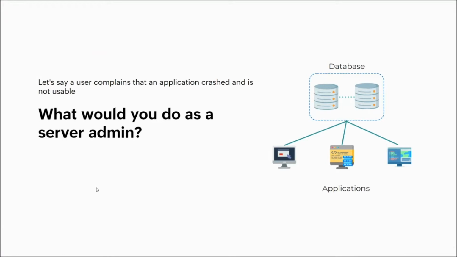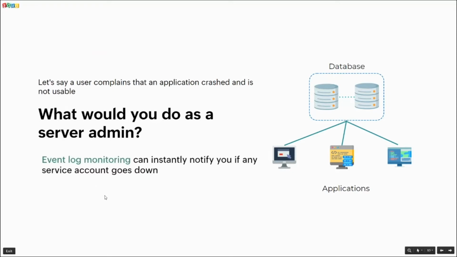So in this case, what would you do as server admin, and how could you monitor it? How could you get notified what's happening, where the problem is, whether it's with the database side, or with the front end or the back end, and how can you monitor? So in this case, OpManager helps you monitor and get notified based on event log monitoring, which can instantaneously notify you if a service account goes down or if something happens.